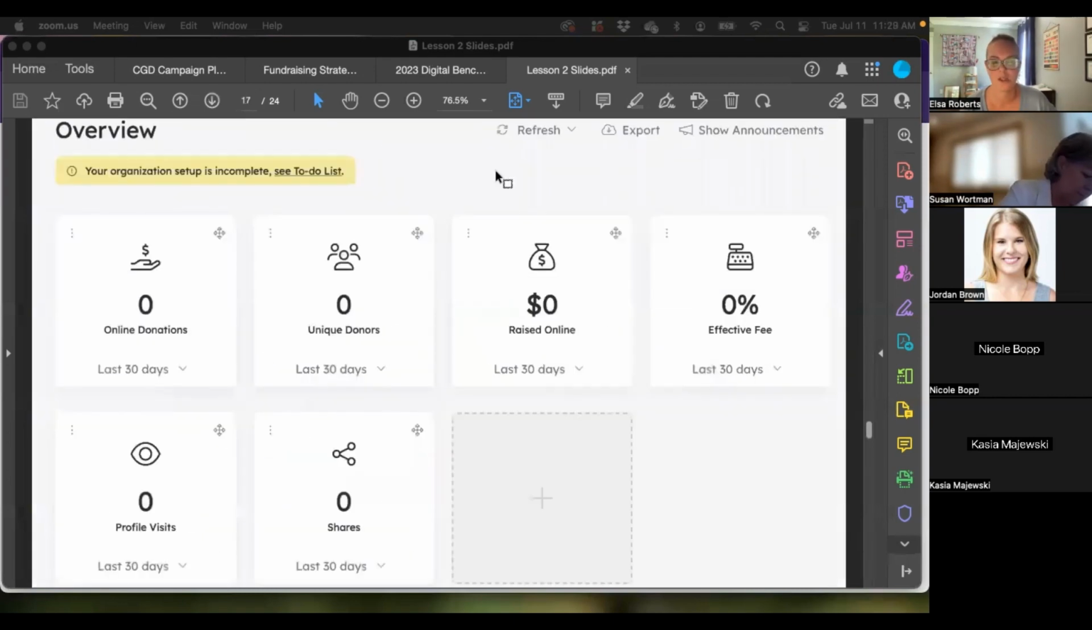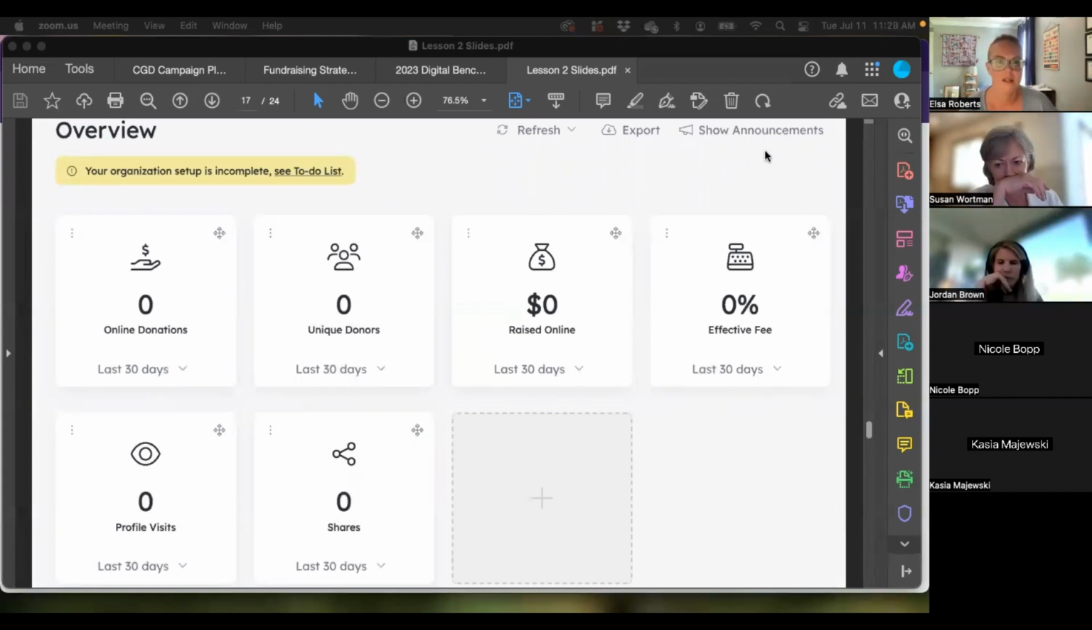Here is a screenshot of the two places where you're going to find data. This is the overview. Here's where you're going to get a snapshot of your online donations, donors, what you've raised, things like that. And you can set the time frame, so you can see different time frames for this.